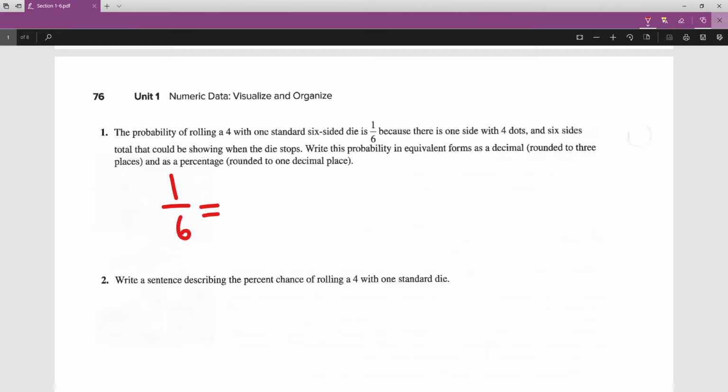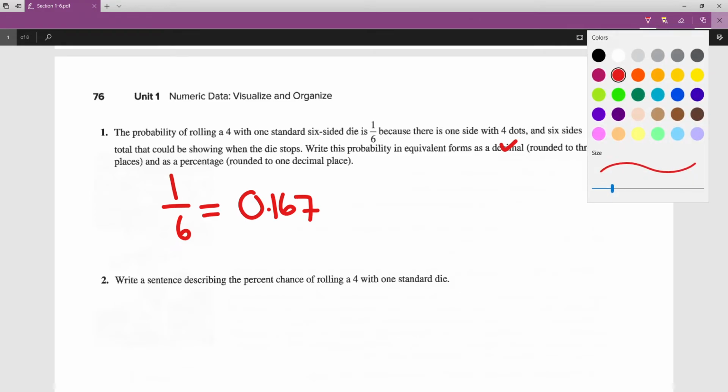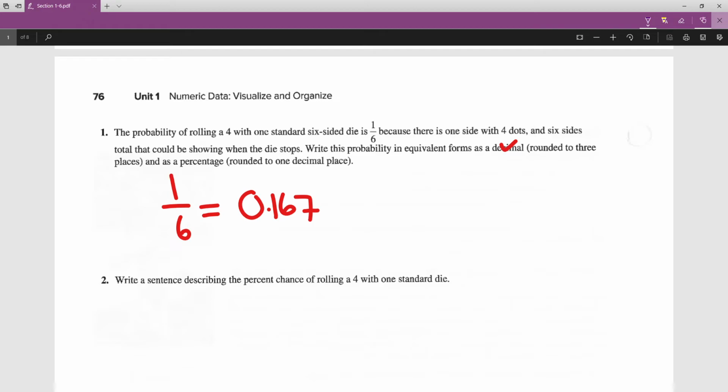How do we do that? The easiest way is to take 1 divided by 6 into your calculator. Go ahead and do that. You should get 0.167. That's the first part, that's the decimal. They then ask us to convert that to a percentage. To convert to a percentage, we can either multiply by 100 or move the decimal 2 places to the right, giving me a percentage of 16.7%.